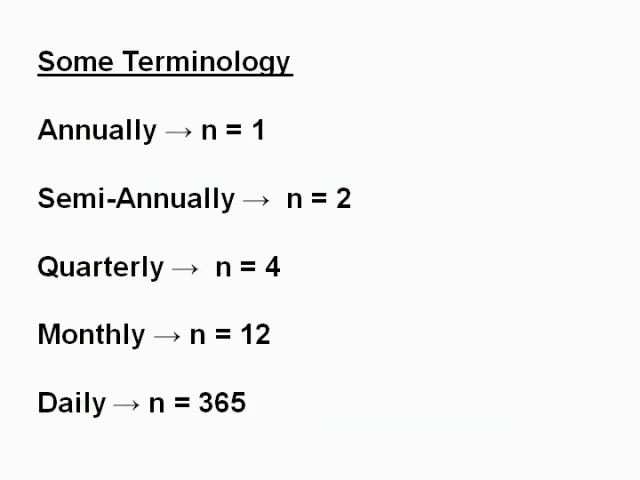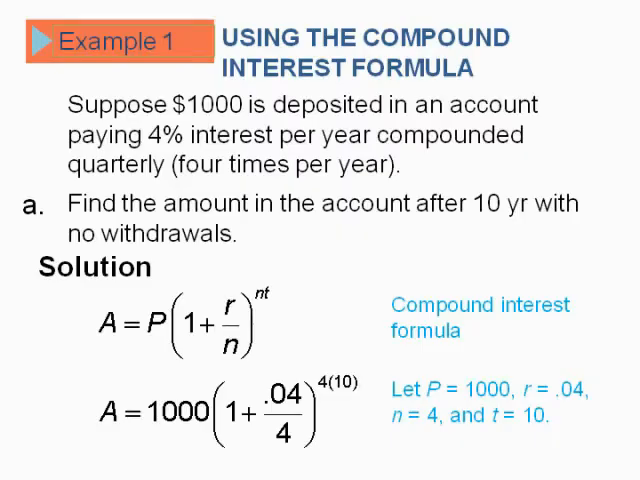Now we need to talk about some terminology here. Here's the banker's terminology for compounding N times a year. Annually, we looked at N equals 1 time a year. Banks also compound semi-annually, that would be 2 times a year. Quarterly, you've heard that on the news reports, the quarterly report, 4 times a year. Monthly, 12 times. Daily, 365 times. So there's all kinds of fun things we can do with this.